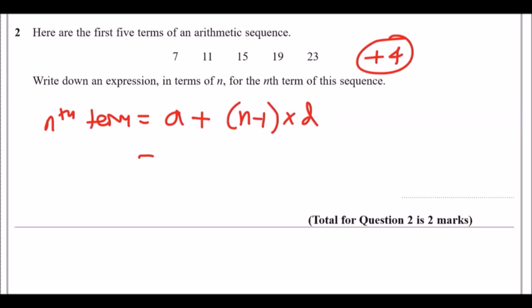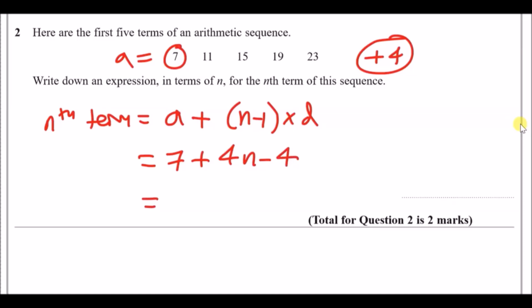So looking at the sequence, we can see that the first term a is 7, so it'll be 7 here. And we can see it's going up in plus 4. So it'll be plus all of this lot, n minus 1 times 4. So multiplying this by 4, you're going to get 4n minus 4.